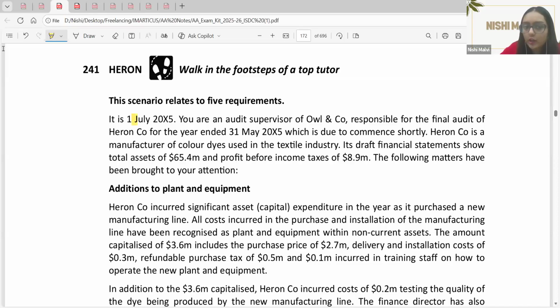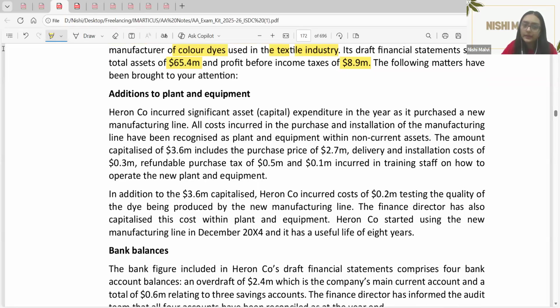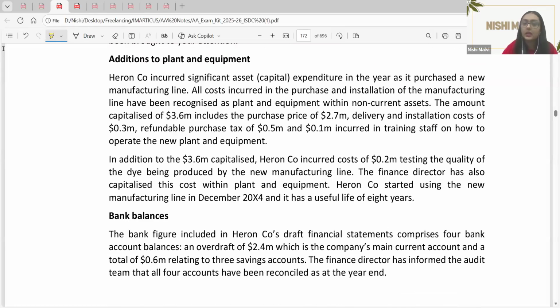it's 1st July. You are an audit manager, supervisor of all company, responsible for the final audit of the Heron Company for the year ended 31st May 2025, which is due to commence shortly. Heron Company is a new manufacturer of color dyes used in the textile industry. Its draft financial statement shows total assets of 65.4 million. Profit before income tax is 8.9 million. The following matters have been brought to your attention. Addition to plant and equipment: Heron Company incurred significant capital expenditure in the year and it purchased a whole new manufacturing line.